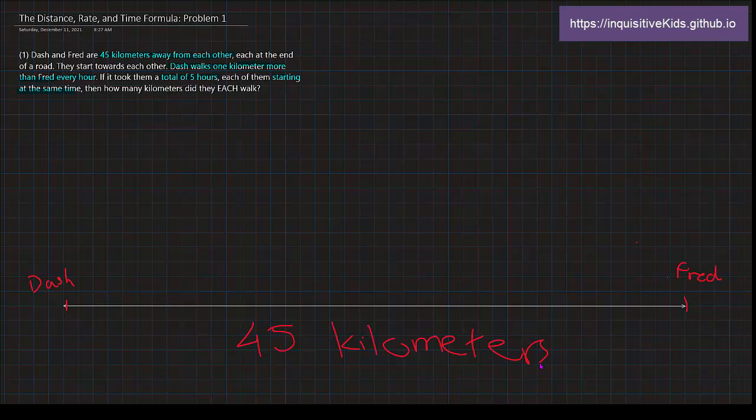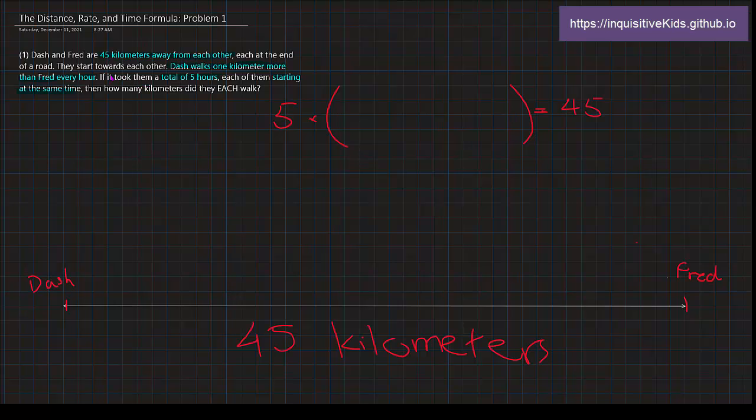Okay, so can we make an equation right now? If you paid attention in the last video, we learned about the formula time times the total velocity is equal to the total distance. And right now, 45 kilometers is the total distance. So what is the time? Well, the time is a total of 5 hours, and time is the same for each of them. So that doesn't really matter. Now, what is the total velocity?